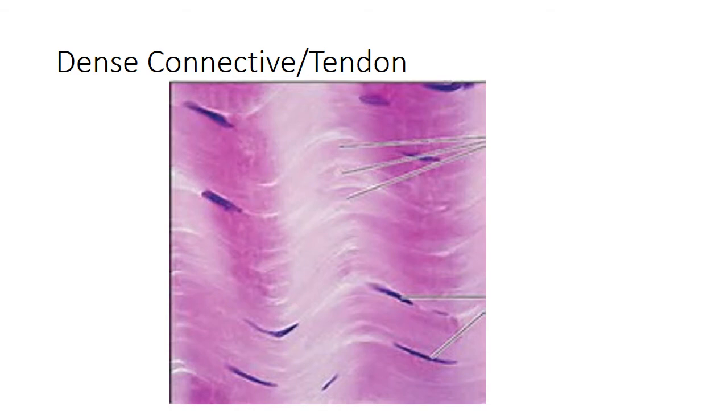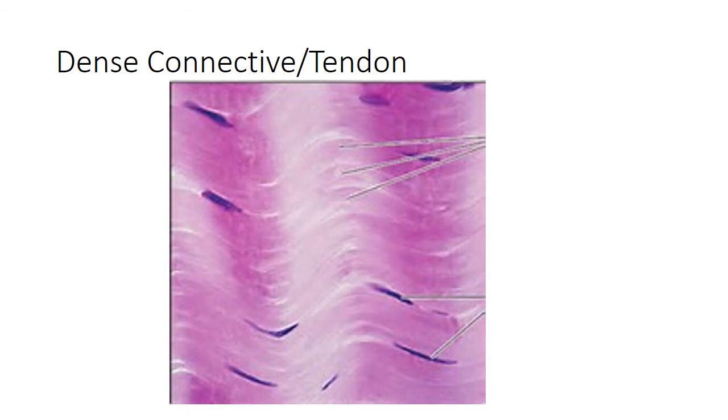Then we have dense connective. Now, dense connective has other names as well. It's also known as tendon or white fibrous. This one has a whole bunch of collagen, so it's got to be real strong. See those little black speckles? That's a fibroblast. And these wavy lines, that's collagen.